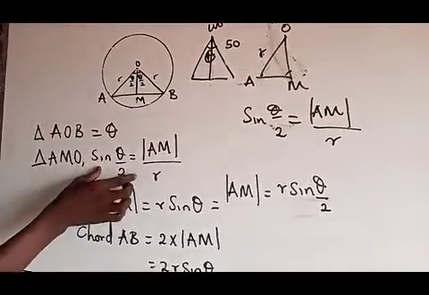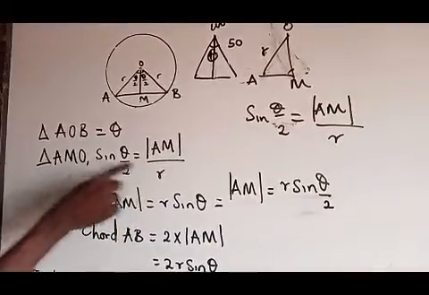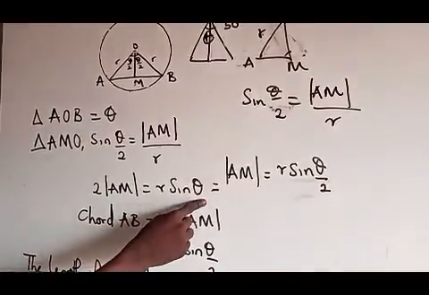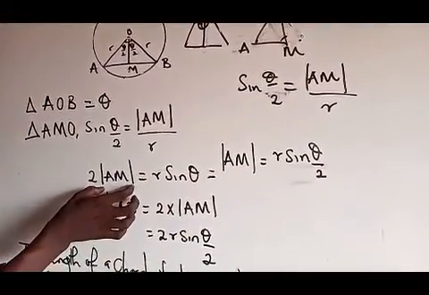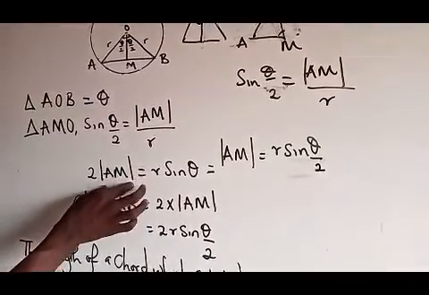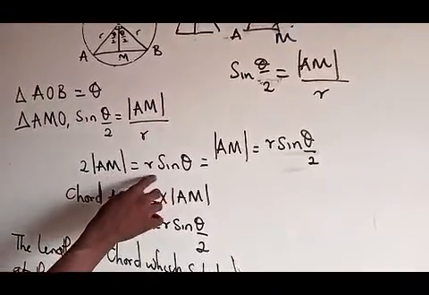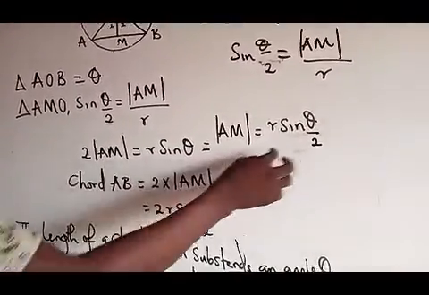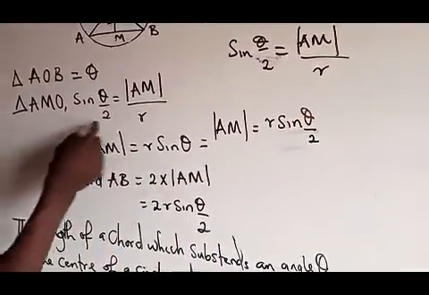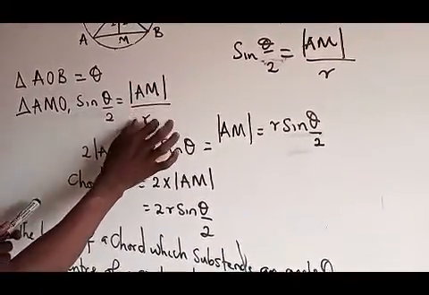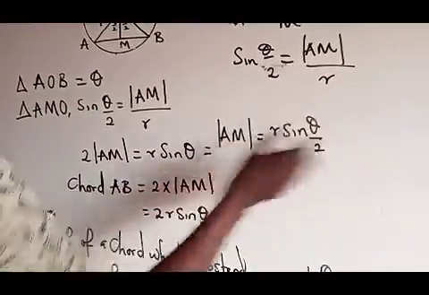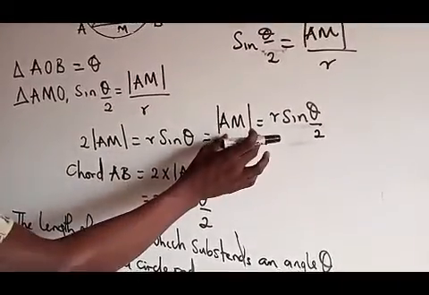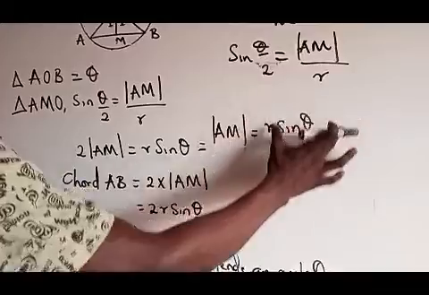If you cross multiply, you are going to have 2 multiplied by AM, then R multiplied by sin theta. If you make AM the subject of the formula, which is the length we are asked to find, you are going to have R sin theta over 2. And so this is the formula we are going to be using. Our AM is R sin theta over 2.